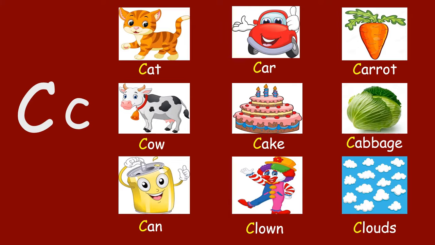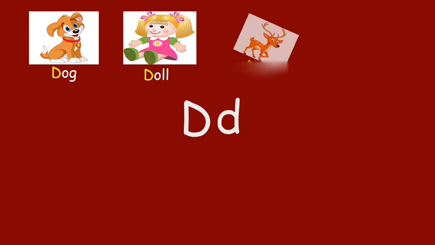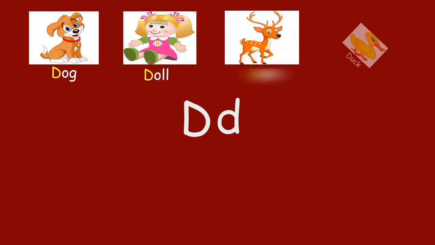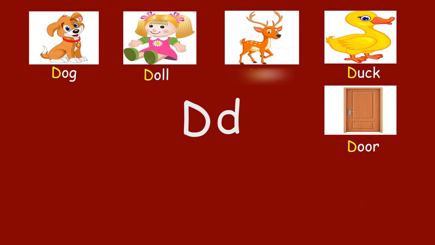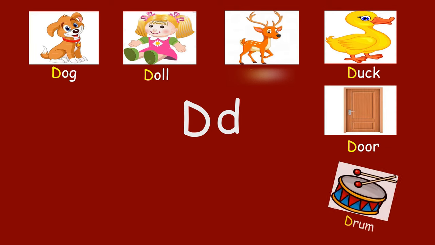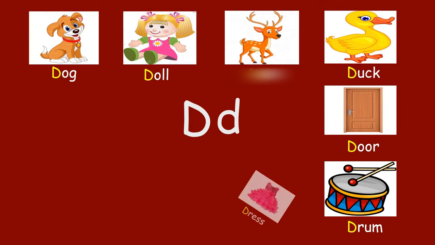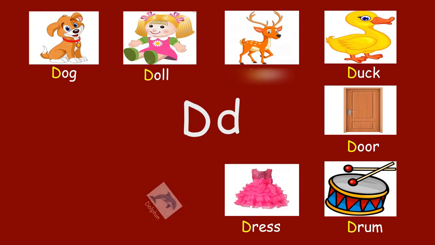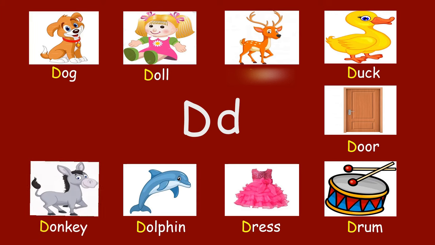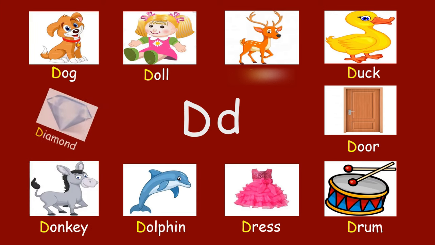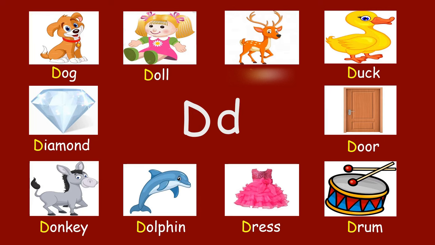The next letter is D. The sound of this letter is D. D. Dog. Doll. Deer. Duck. Door. Drum. Dress. Dolphin. Donkey. And diamond.